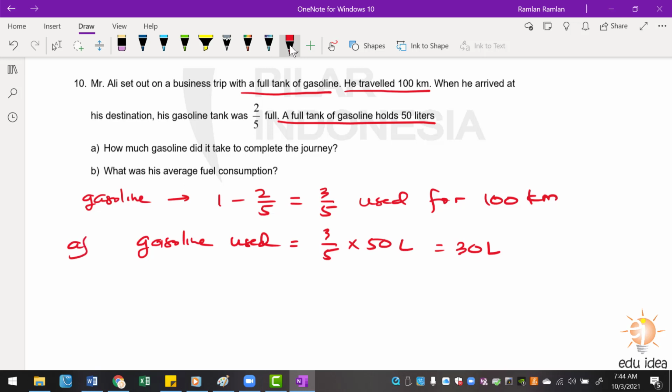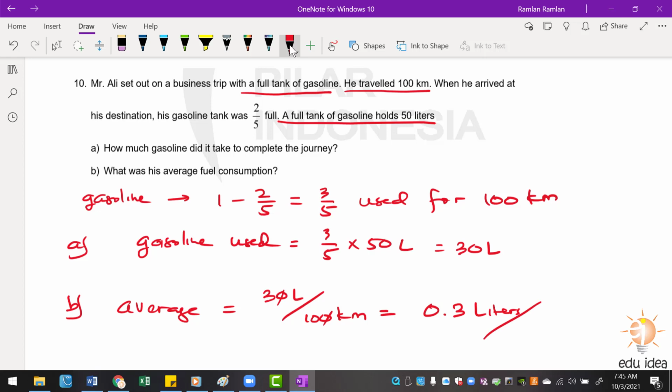Question B is, what is the average fuel consumption? Average means that you have a number divided by another number. So the fuel consumption is going to be liters per kilometer. So the average is equal to 30 liters over 100 kilometers. Just divide that, so it's going to be 3 over 10, or you can write it in decimal as 0.3 liters per kilometer.